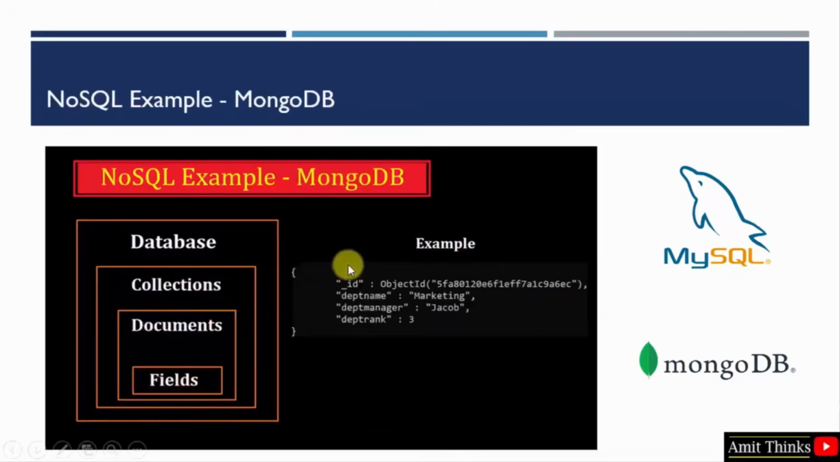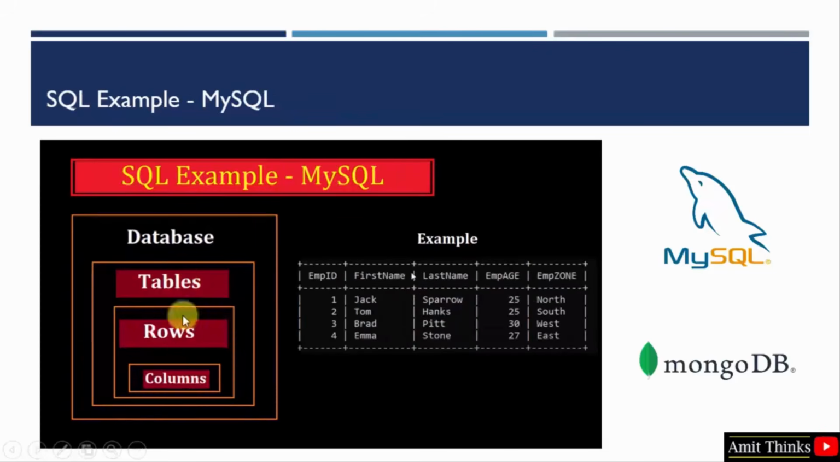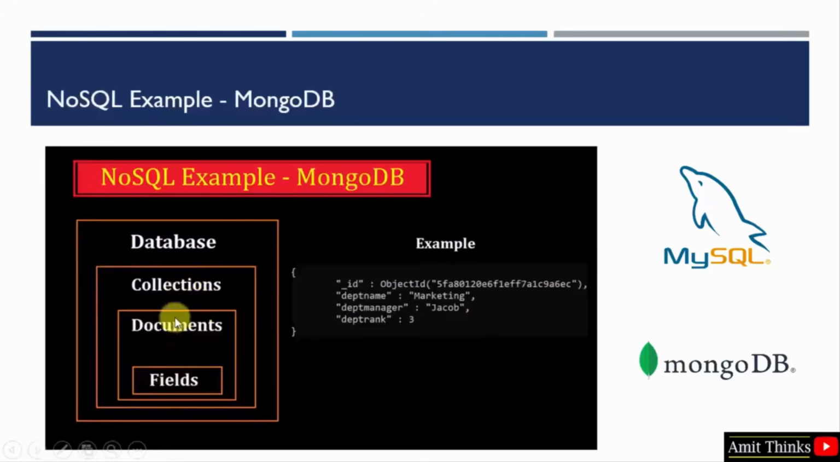Now talking about MongoDB, I told you before it saves data in the form of documents, key value pairs. That is completely different from SQL. So this is the document based MongoDB database. We have 4 columns here: ID, department name, department manager, and department rank. So you can see the database here under NoSQL, under MongoDB. Documents have fields, and collections have documents, like tables have rows and columns. Collections have documents and fields, and a database is a group of collections.